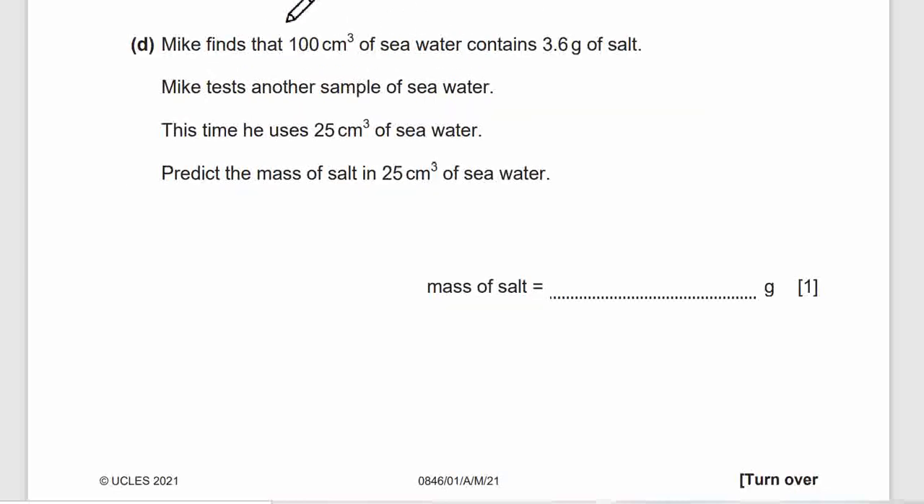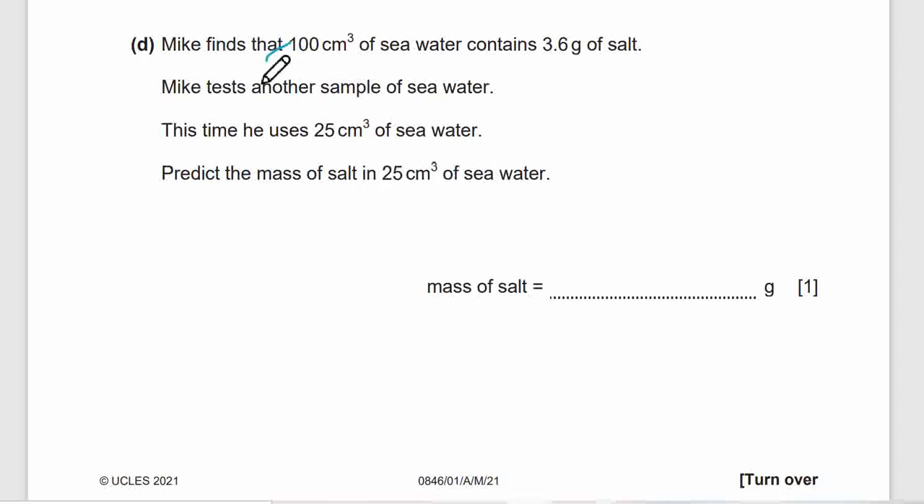Question D. Mike finds that 100 cm cube of seawater contains 3.6 gram of salt. Mike tests another sample of seawater. This time, he uses 25 cm cube of seawater. Predict the mass of salt in 25 cm cube of seawater.